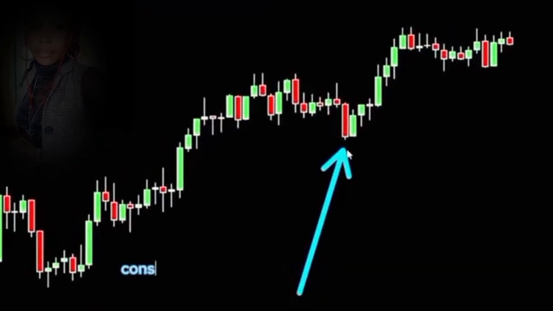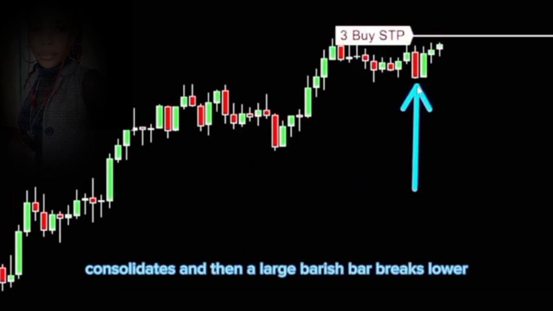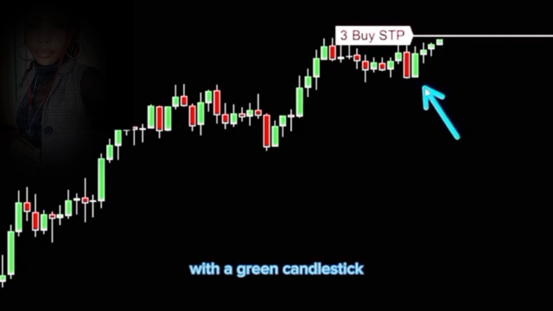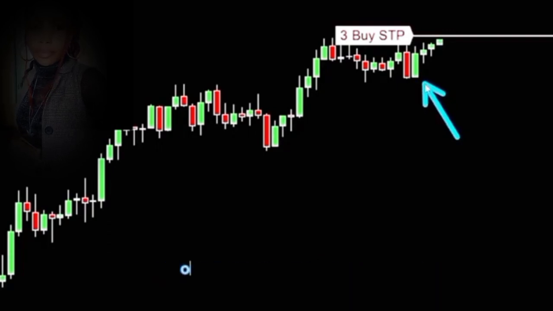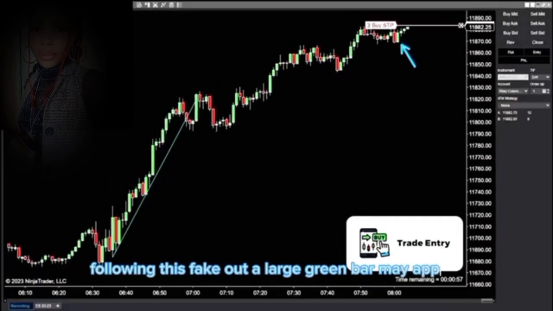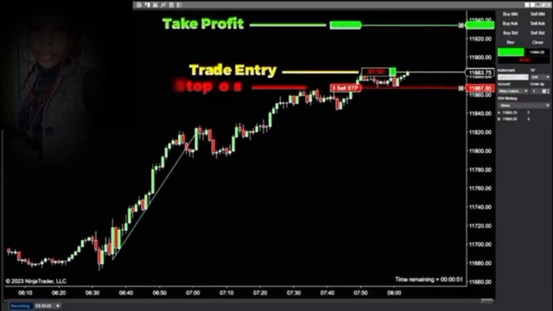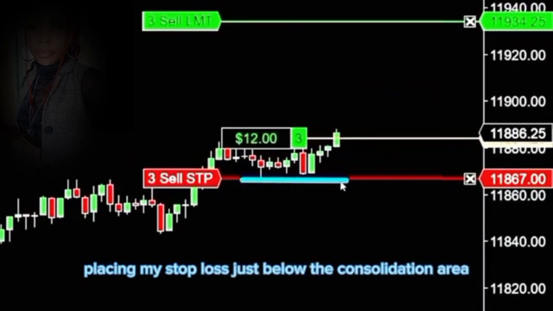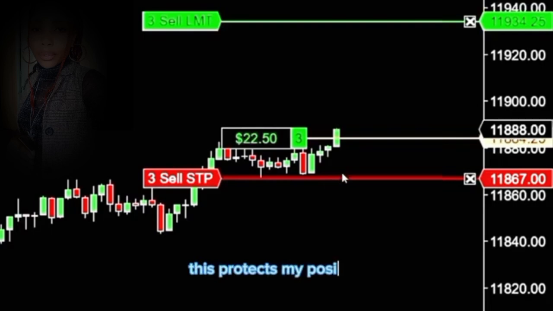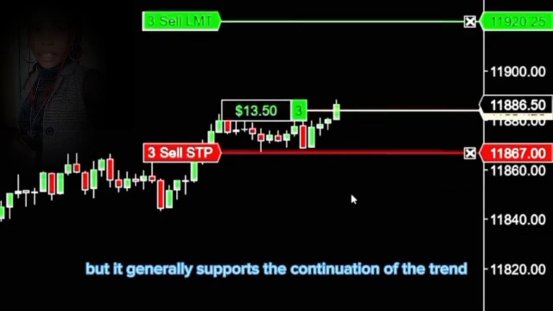However, if there is no substantial resistance or other macro-level indicators suggesting a reversal, this bearish bar can be a fake-out. Consider this scenario: the market moves up, consolidates, and then a large bearish bar breaks lower with a green candlestick. This situation might seem like a good short signal, but without major resistance or other reversal indicators, it's often a trap. Following this fake-out, a large green bar may appear, confirming the continuation of the uptrend. At this point, I look to enter a long position, placing my stop loss just below the consolidation area. This protects my position in case the market does reverse, but it generally supports the continuation of the trend.